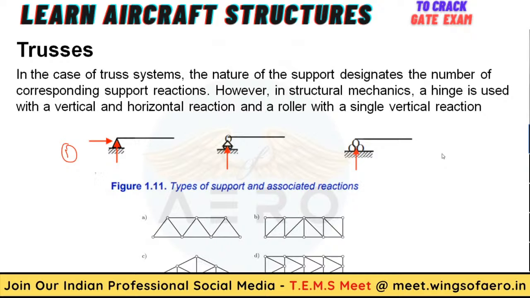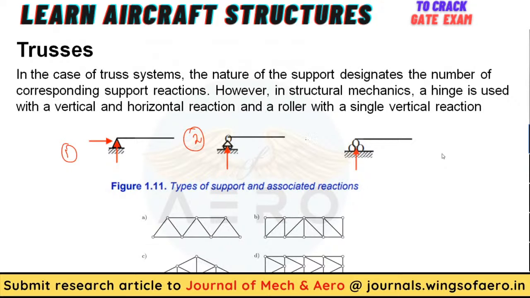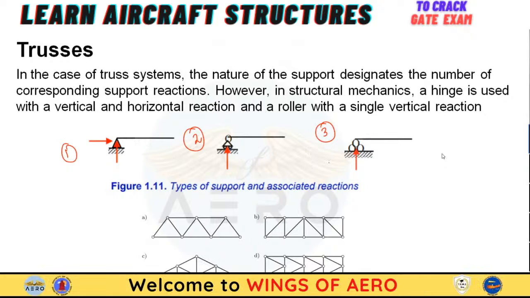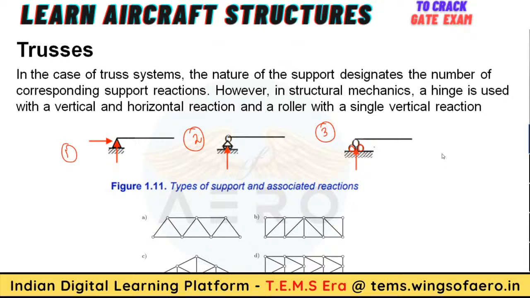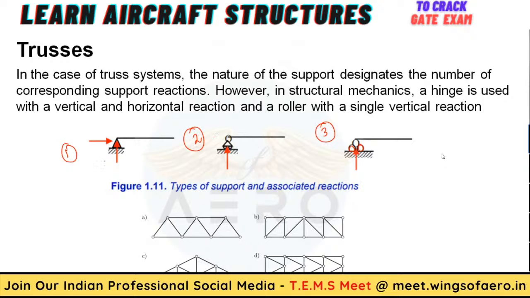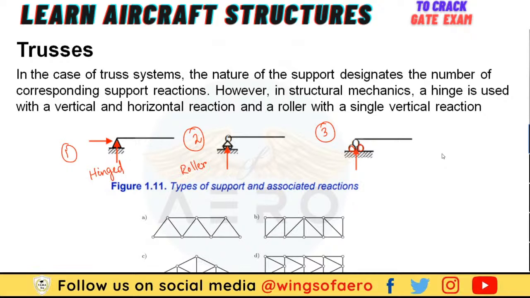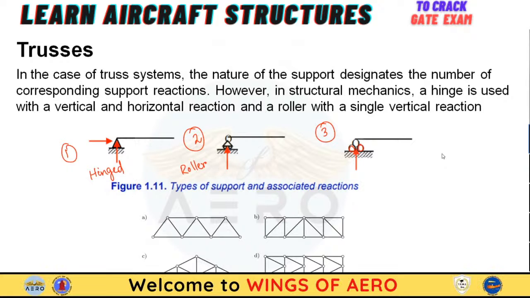The hinge, exactly, it's a hinge. The second one is a roller, and the third one is also a type of roller. So you should know the schematic diagram of how they represent a roller. Whenever there are two circular things or a single one, that will be acting as a roller. So you can understand the difference between the hinge and the roller.